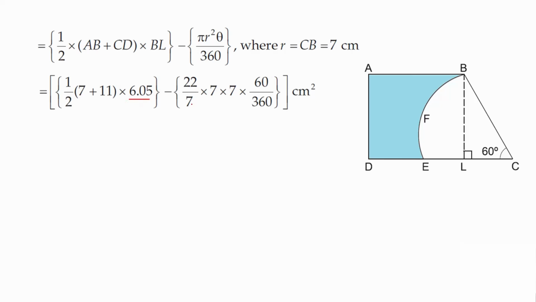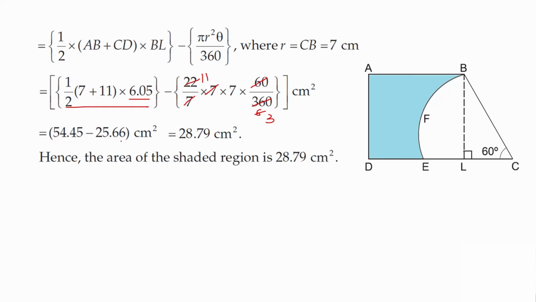Okay, now we'll substitute the value of AB 7, CD 11 and BL 6.05. Pi is 22 by 7, R यहाँ पे 7 है, एक 7 हम लोग कैंसिल कर सकते हैं और यहाँ पर भी हम लोग कैंसिल कर सकते हैं 60 से, right? One more we can cancel here, 3 और यहाँ पे 11, तो 77 by 3 आ रहा है, 25.6666, okay? So if you calculate this, you will get 54.45 minus 25.66, and finally we'll get 28.79 centimeter square. So this is the required area of the shaded region.